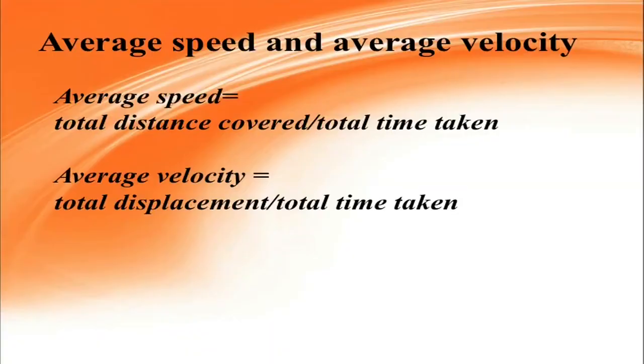The average speed can be determined by the ratio of total distance covered to the total time taken. So, the formula of average speed is equal to total distance covered upon total time taken. Similarly, in case of average velocity, in place of total distance covered, we use the total displacement. So, the formula of average velocity is equal to total displacement upon total time taken.